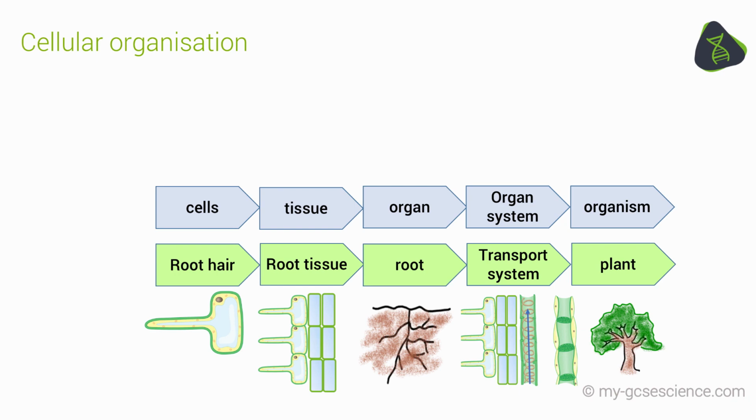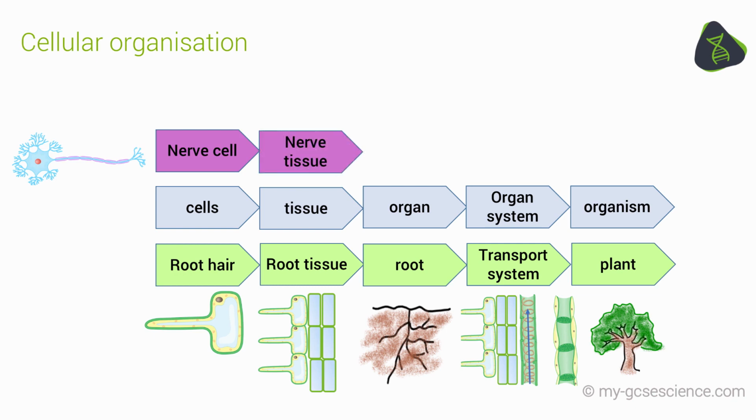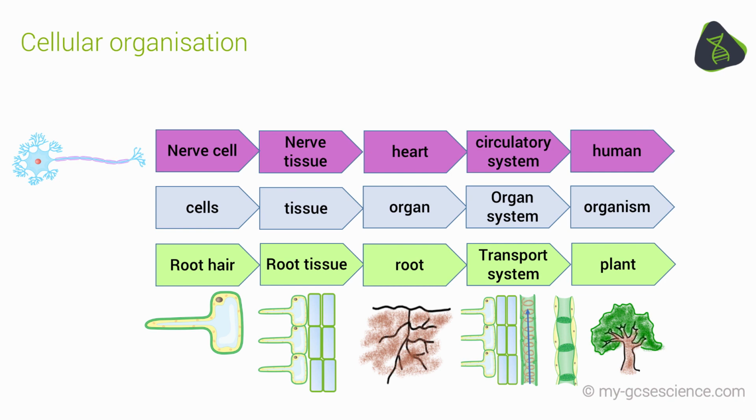So this hierarchical structure can also be seen in animals. With the example of the nerve cell, you can have millions of nerve cells working together to form nervous tissue, and you will find nervous tissue alongside muscular tissue and other tissue types in an organ such as the heart, and the heart could be found within the circulatory organ system, and this particular system, amongst other organ systems, collectively help to operate the organism, in this case the human.